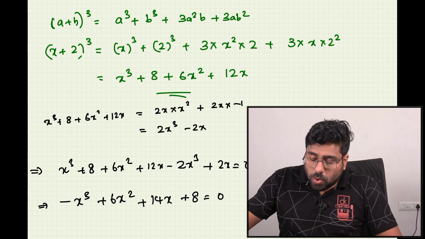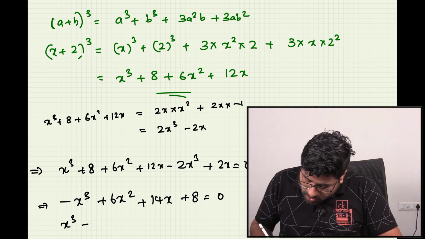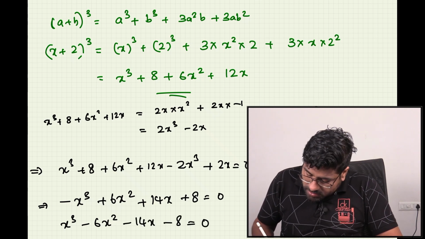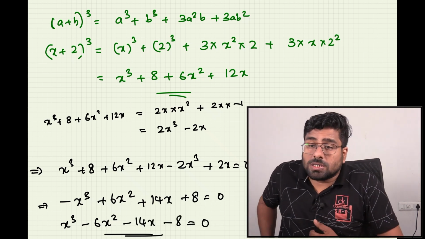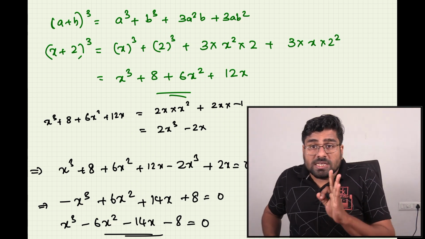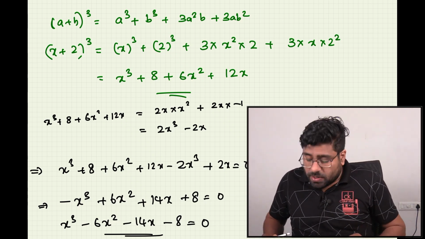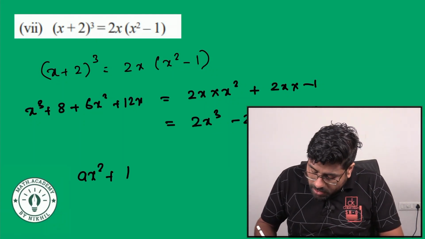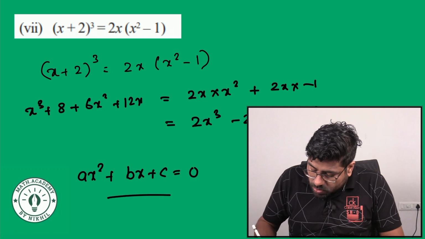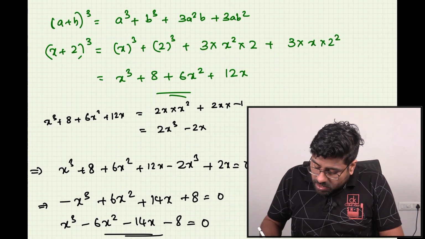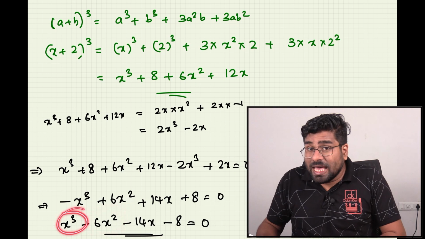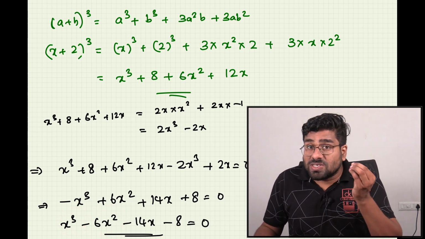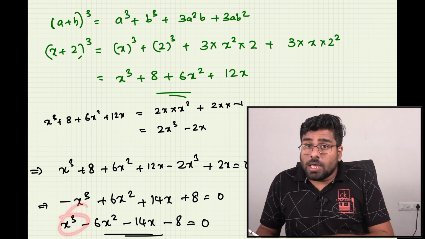You can multiply the whole thing by minus 1. So this is going to be x cube minus 6x square minus 14x minus 8 is equal to 0. This is going to be your final expression, and this expression does not take the form of a quadratic equation, because your quadratic equation should be of the form ax square plus bx plus c is equal to 0, and you can see that instead of having only a square term, it also has a cubical term. So having a cube term actually disqualifies the equation from being a quadratic equation.